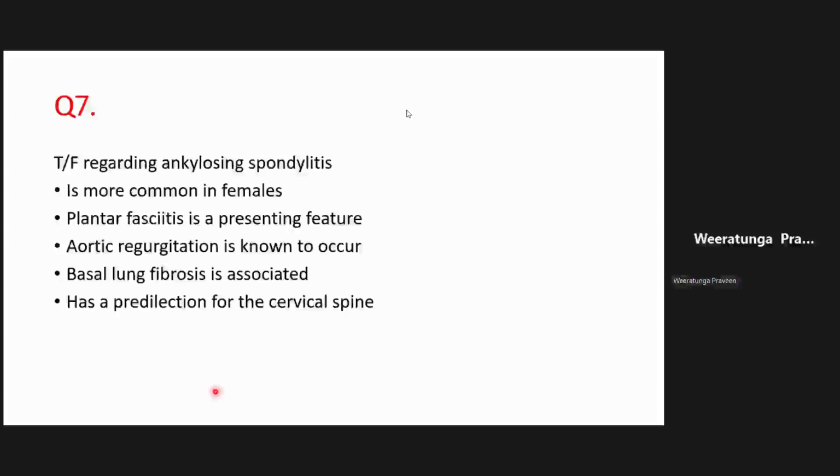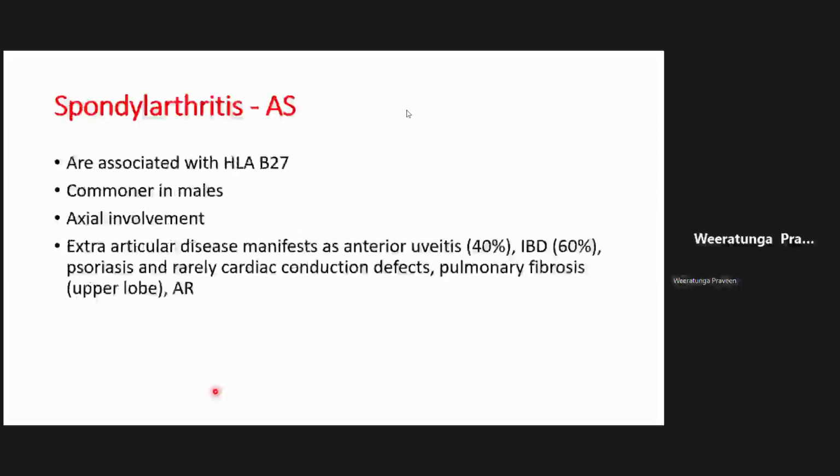So ankylosing spondylitis is more common in males. Plantar fasciitis is a presenting feature. Aortic regurgitation is known to occur. Extraarticular manifestations include basal lung fibrosis, but pulmonary fibrosis is mainly in the upper lobe that you get, right? Upper lobe.